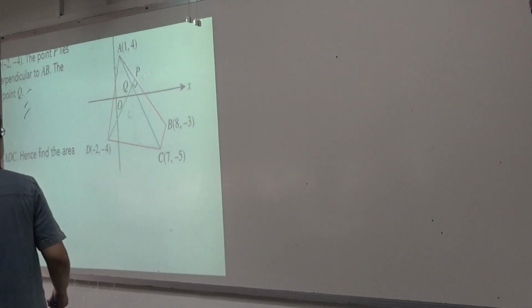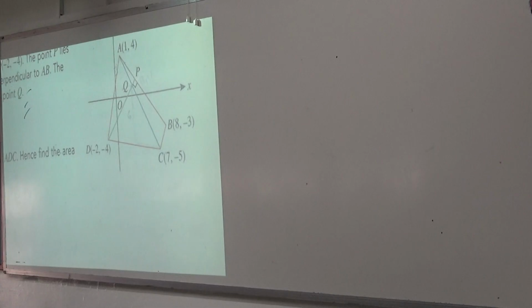Okay, now all of you look at this question. The diagram is on the board. Next, the point P lies on the line AB such that BP is perpendicular to AB. The lines BP and AC intersect at the point Q. Find the equation of AC.